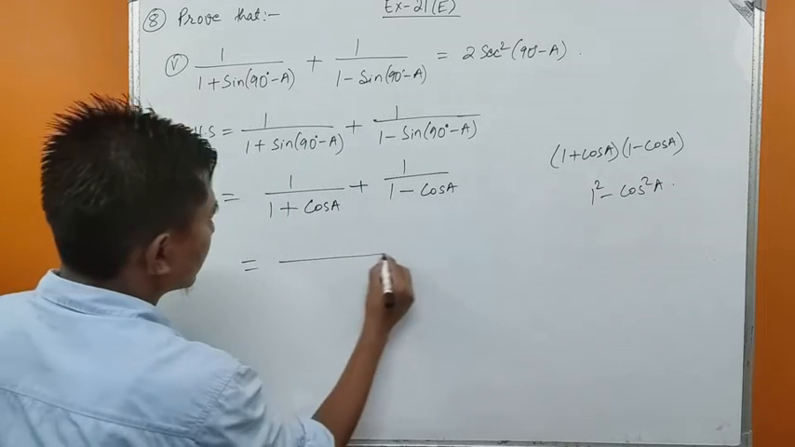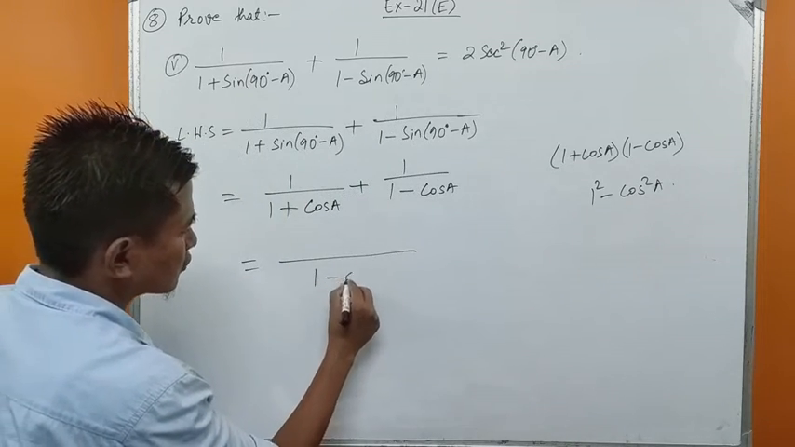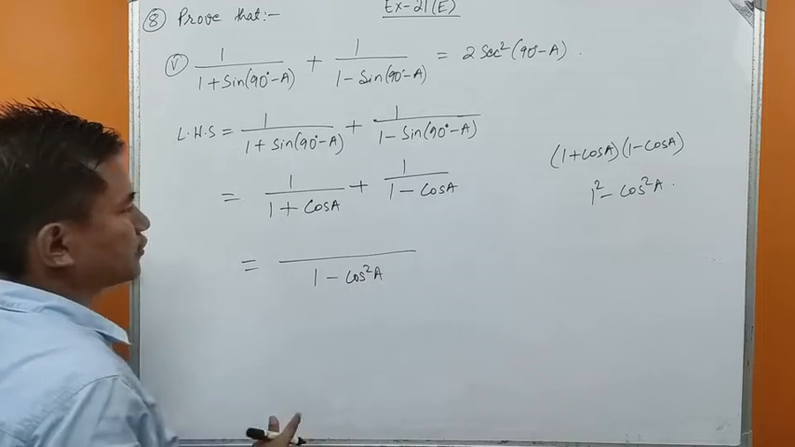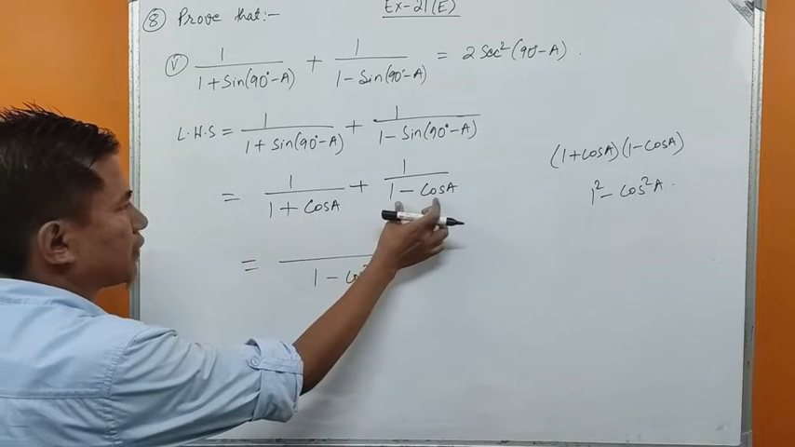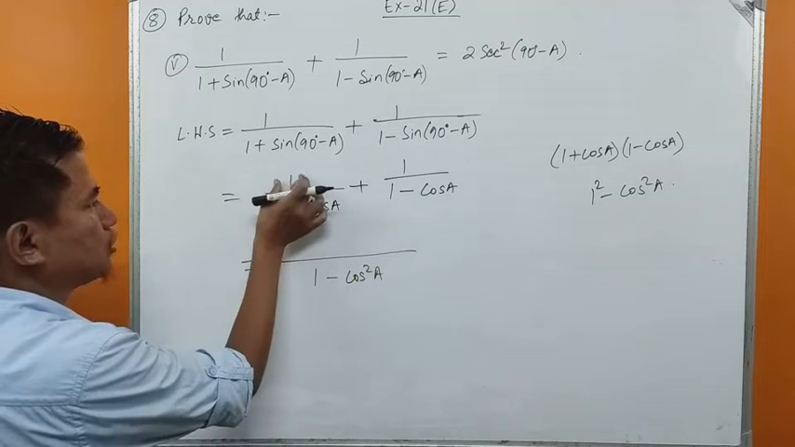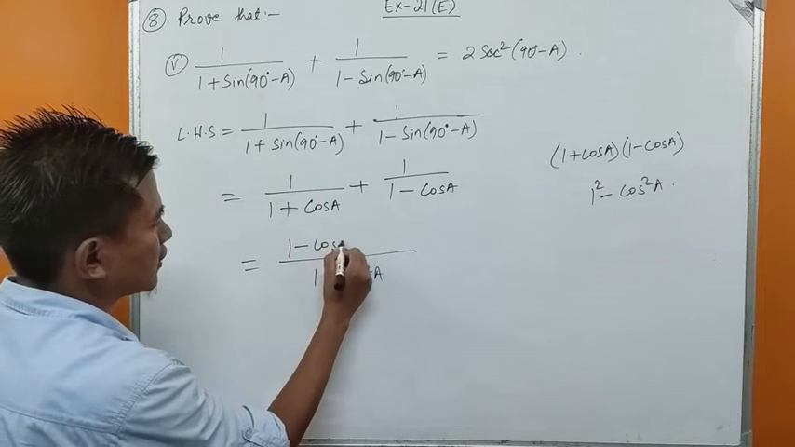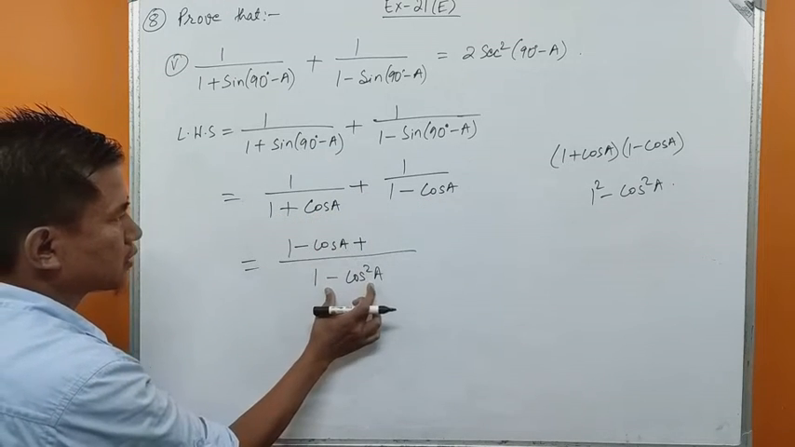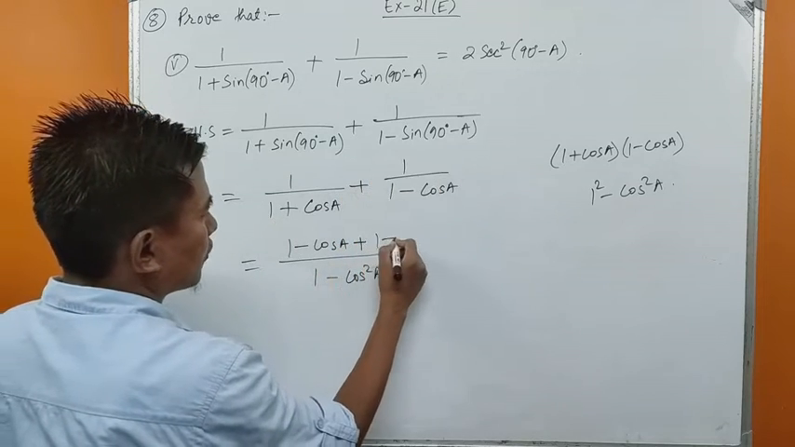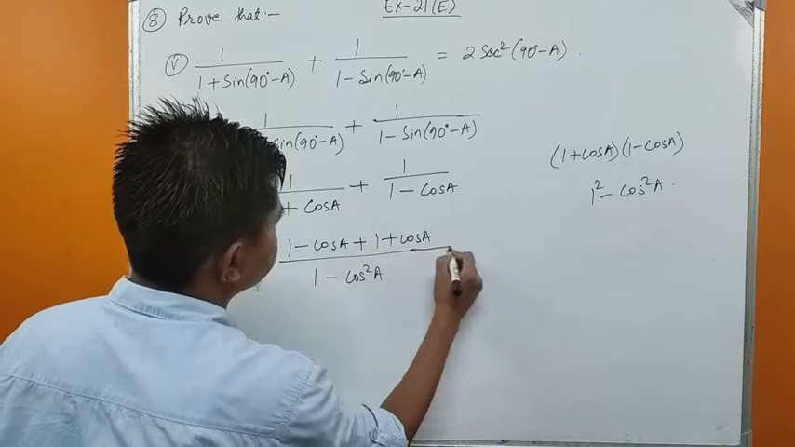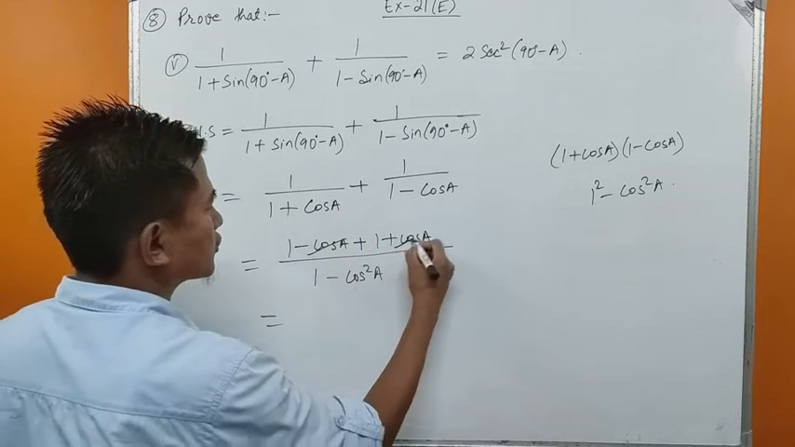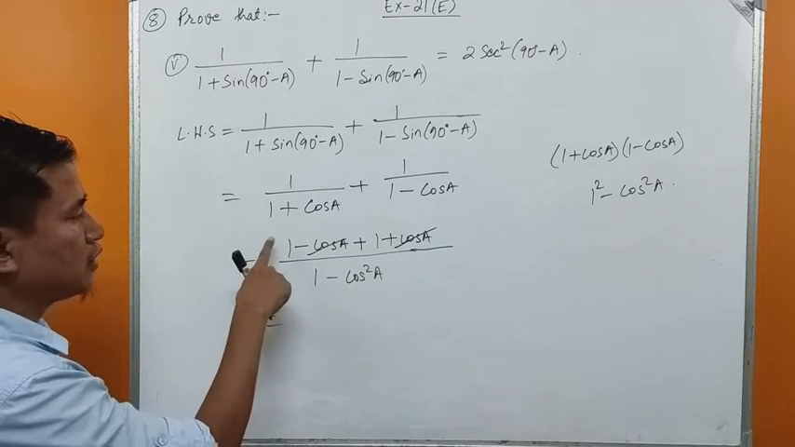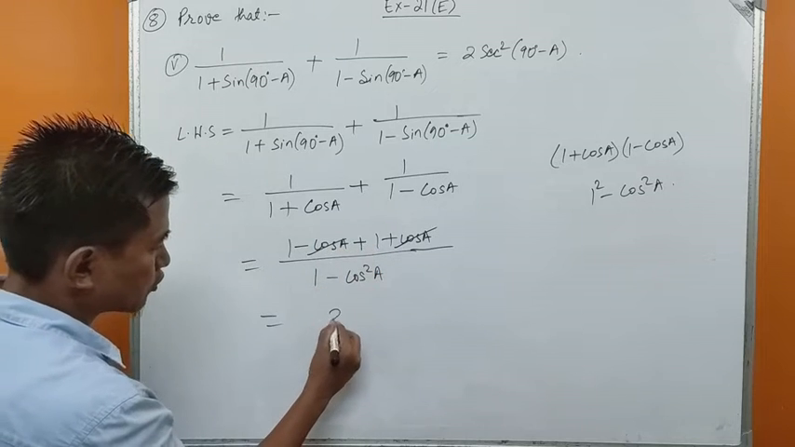So 1 square is actually 1, so we need not write the square. 1 minus cos square A. So 1 plus cos A into 1 minus cos A gives us this number. So 1 minus cos A into 1 minus cos A. So this plus sign comes here. So 1 minus cos A into 1 plus cos A gives us this number. So 1 plus cos A into 1 plus cos A. Okay. So this minus cos A and plus cos A can be cancelled. So we have this plus 1. There is no sign in front of 1, means plus 1 plus 1, that is plus 2.